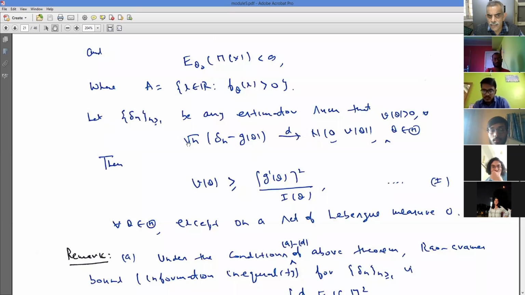Okay, sir. Because you see, root n has come over here. When you did your usual estimation theory, it was n times I theta coming over here. That n has been consumed over here in root n delta n minus g theta. So this I theta is the same as small I theta, the information contained in a single observation.